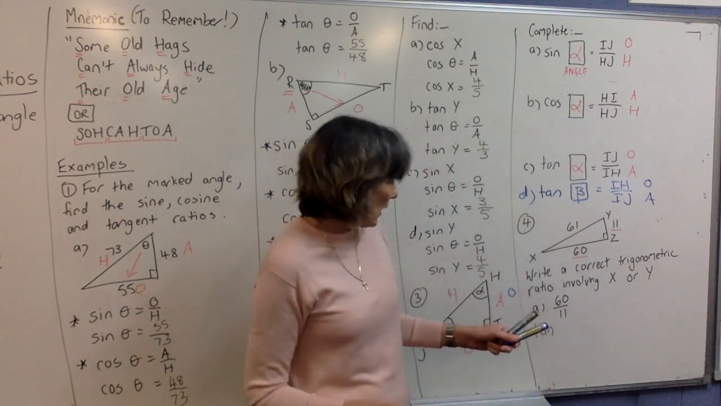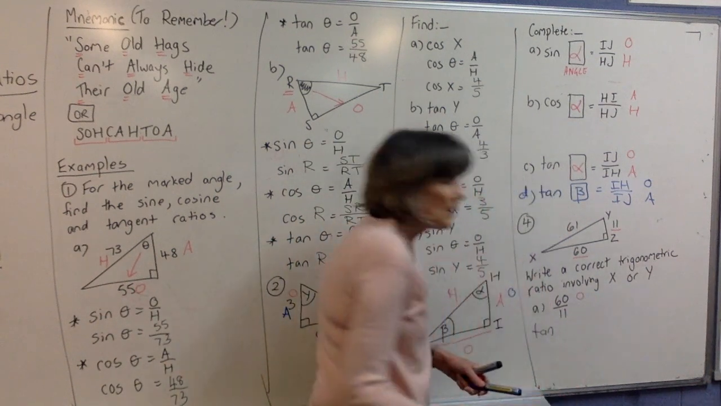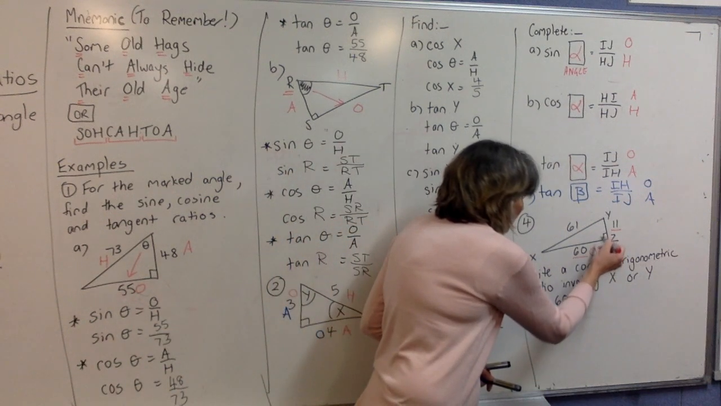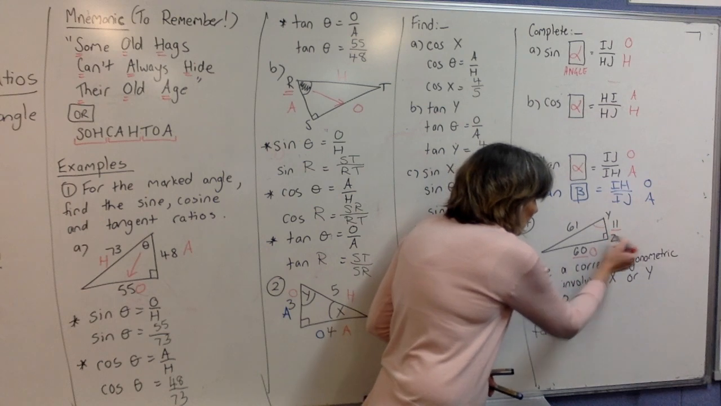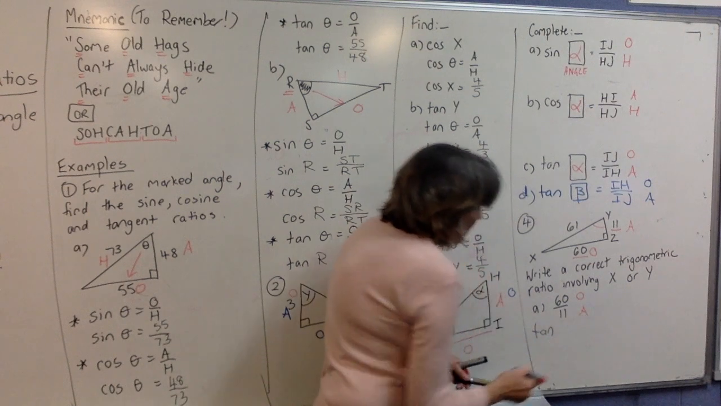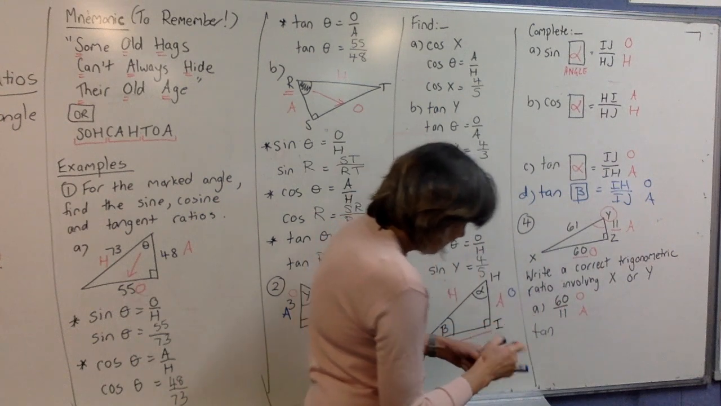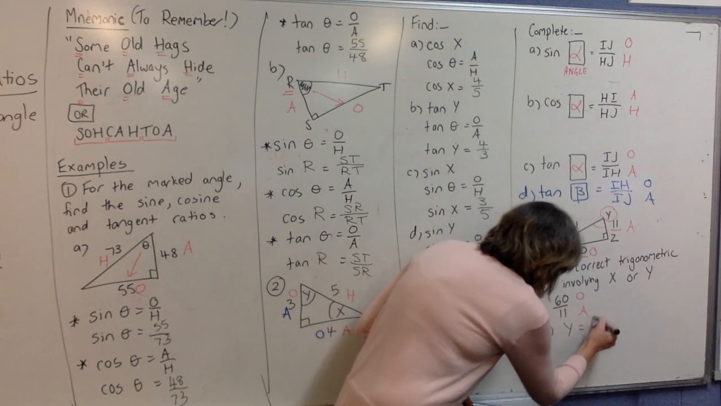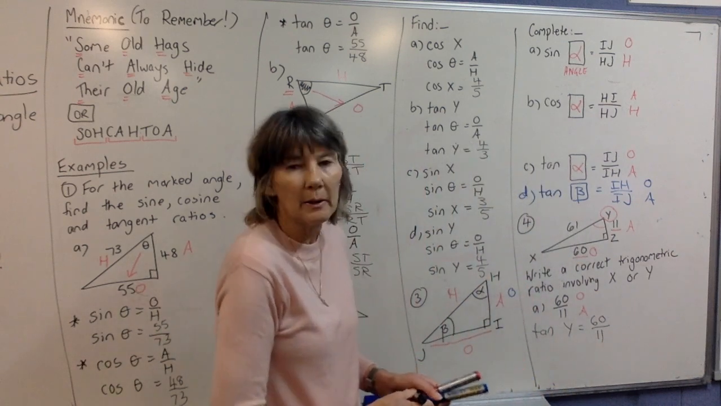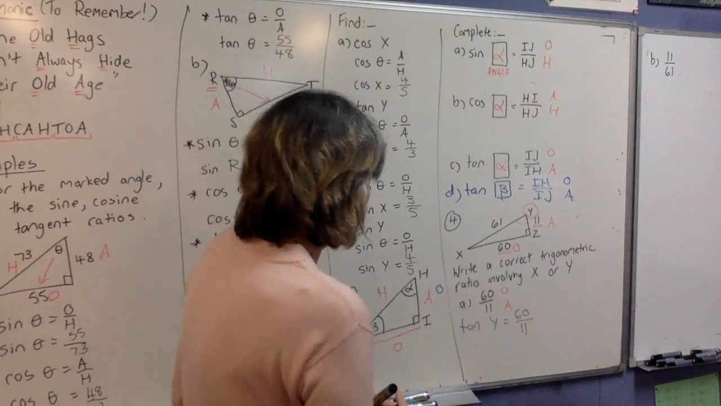Now, which angle is it that has 60 as the opposite side? It's this one, isn't it? Okay, that would be the opposite side and that would be the adjacent. So the angle we're talking about is y. So we're writing tan y equals 60 over 11. So they're a little bit trickier, just got to think about it a bit more. Now our last one is 11 over 61.